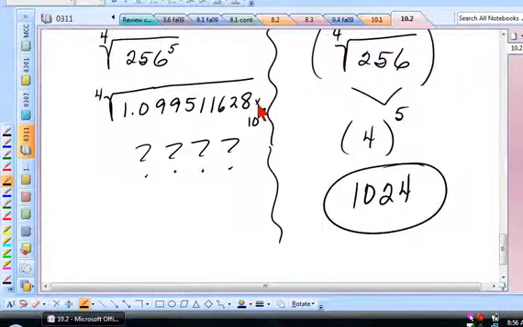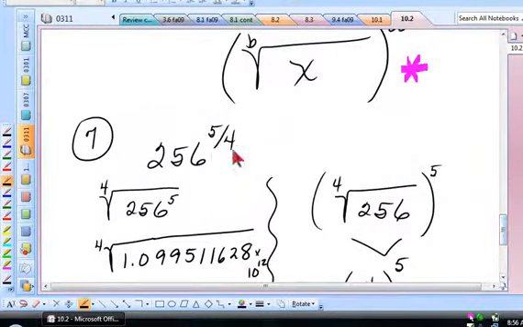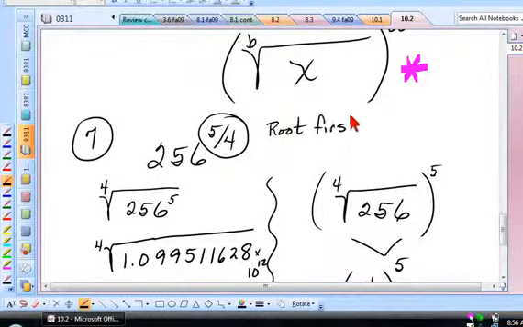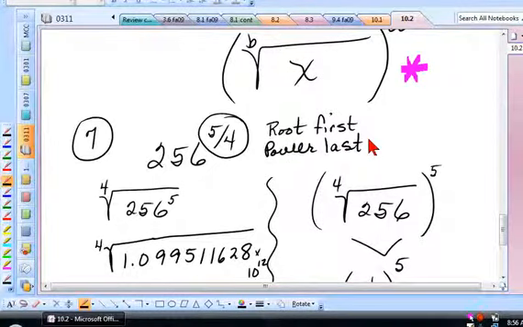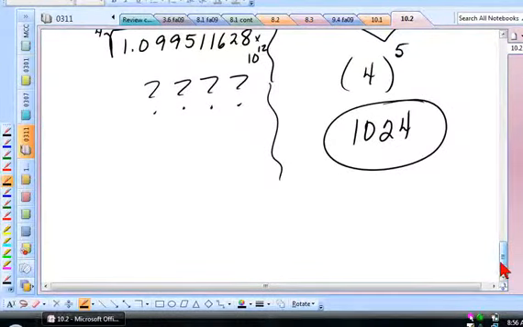It got too big for, and I'm using a TI-84, it got too big for the 84 to display in regular notation. So, when you have a rational exponent, I encourage you, root first, power last. You can do the other one if you have a calculator, but I'd just as soon not. And some smaller calculators wouldn't even be able to put it in scientific notation.